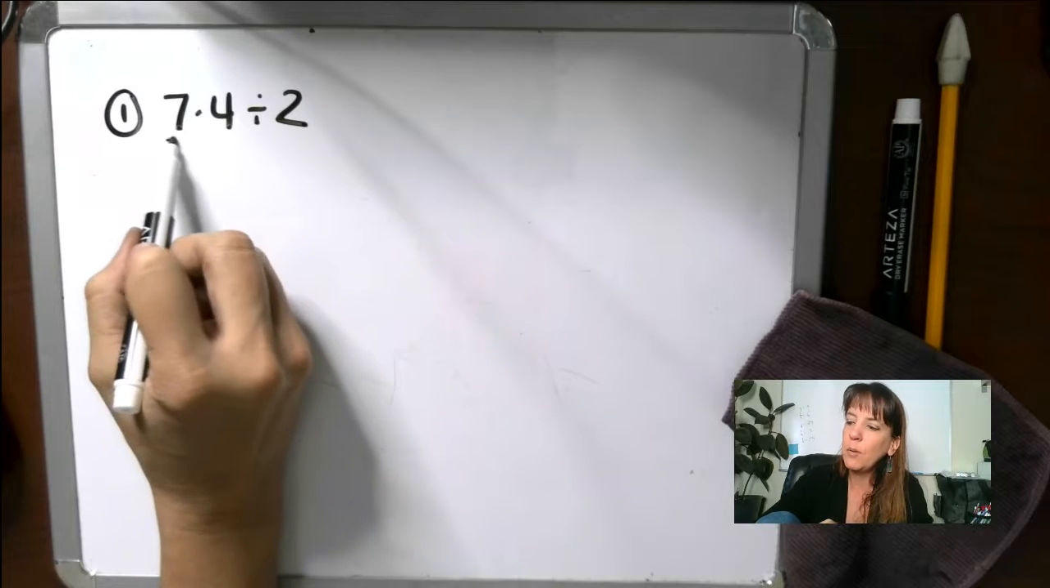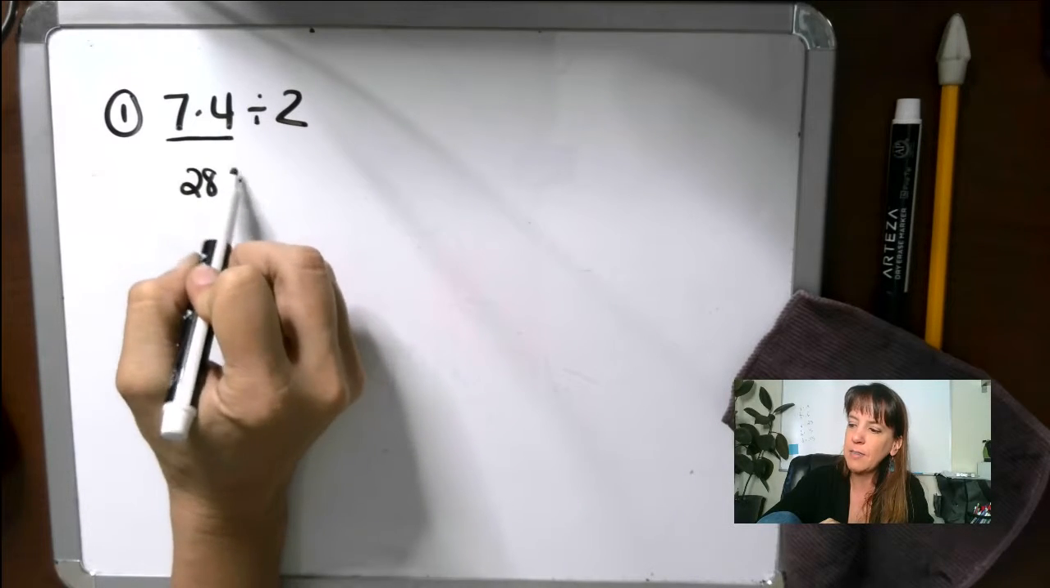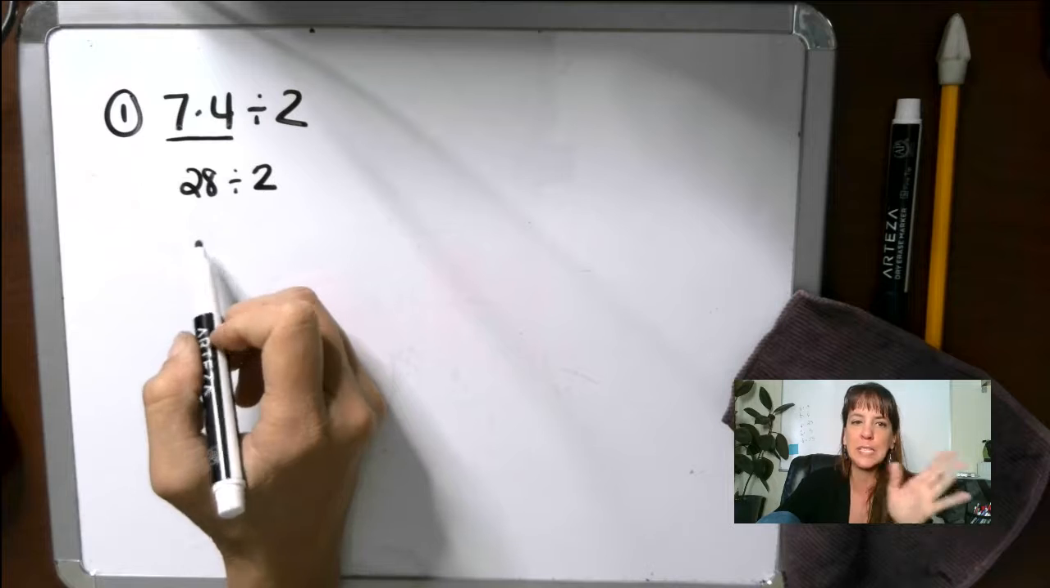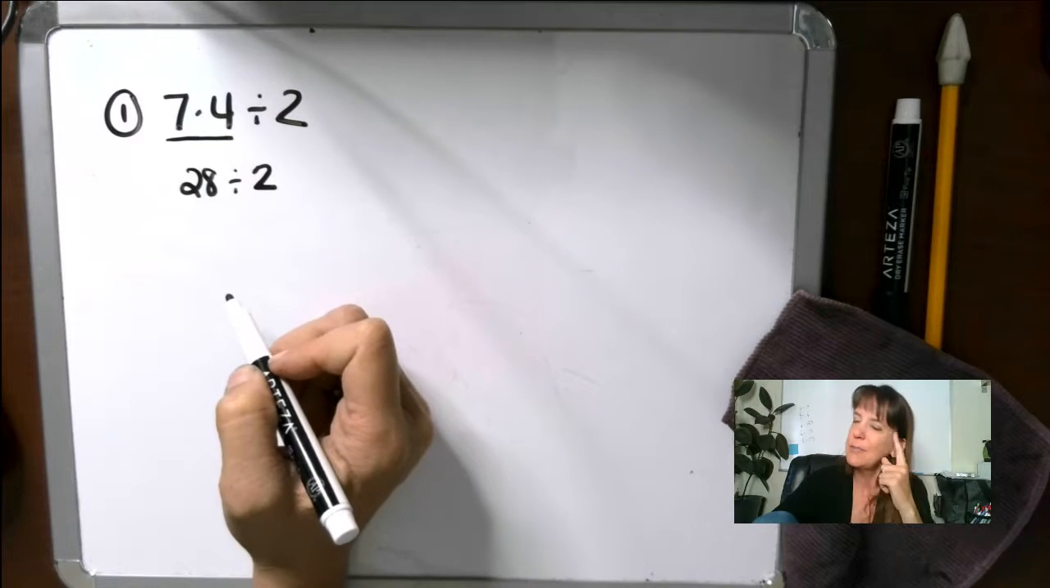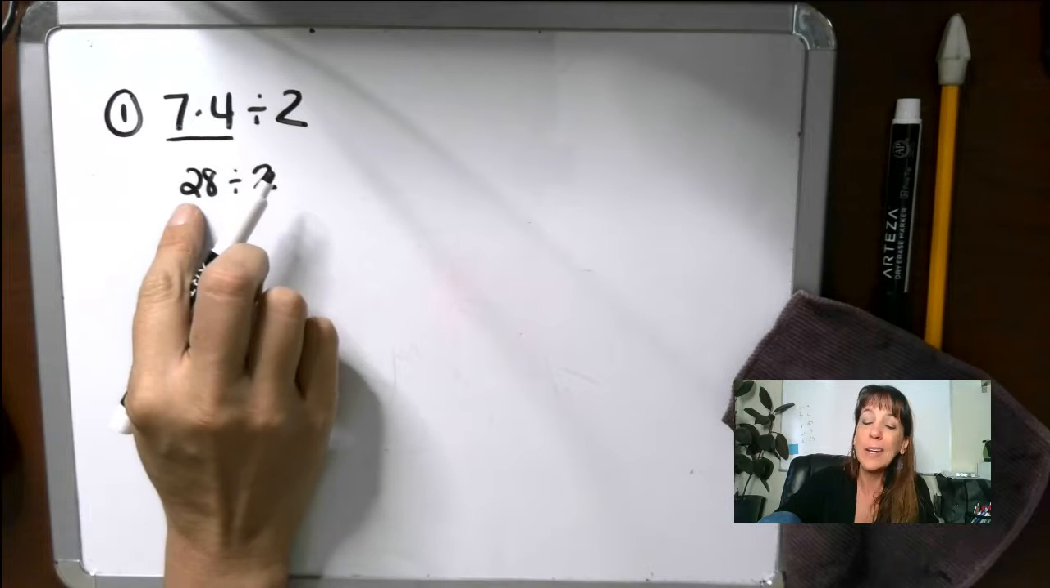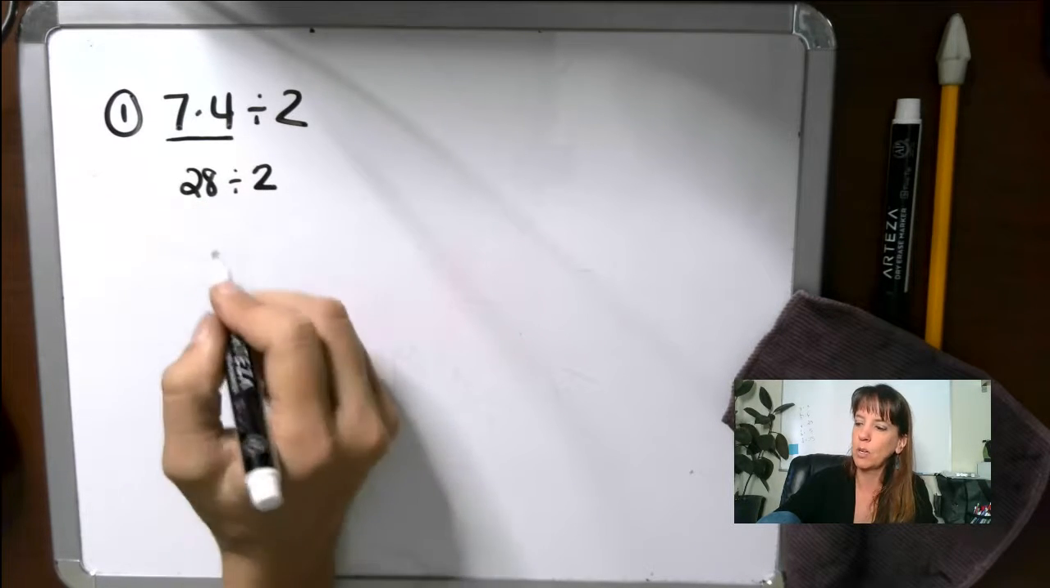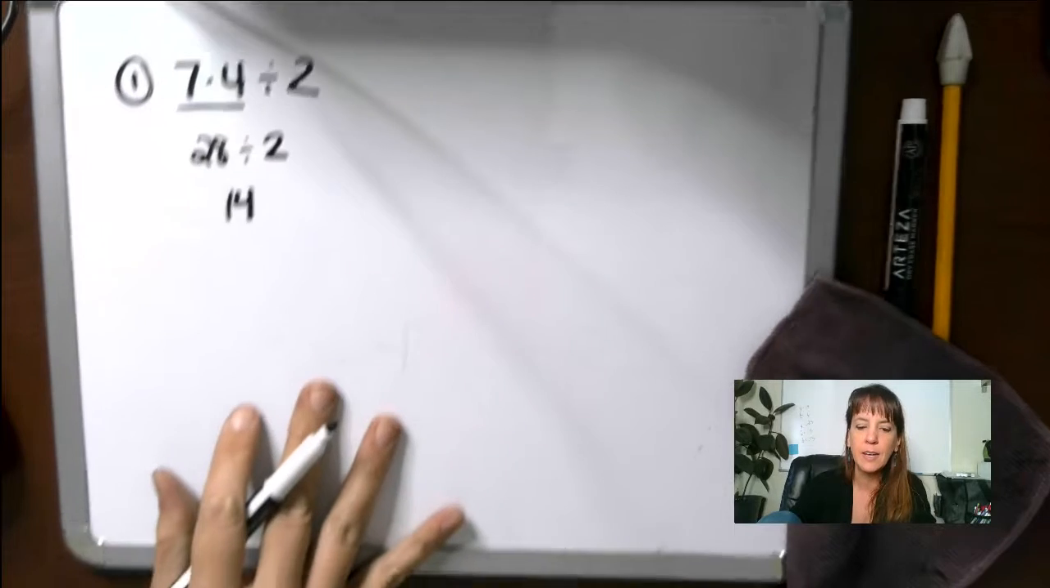So we're gonna go like this, 28 divided by 2. Dividing by 2 is just cutting in half, right? So cut 28 in half. If you can't do it in your head, try doing 20 cut in half is 10, 8 cut in half is 4. So it's gonna be 14, okay?